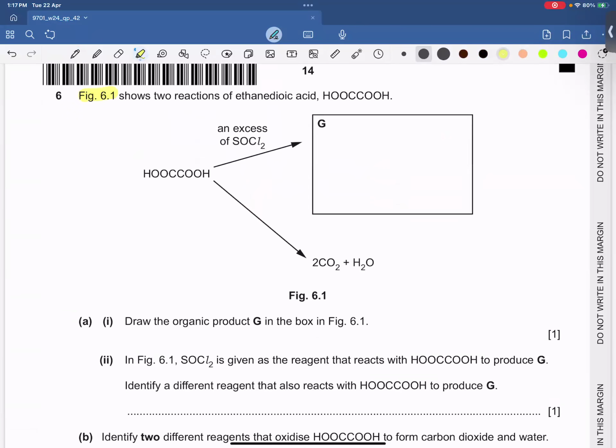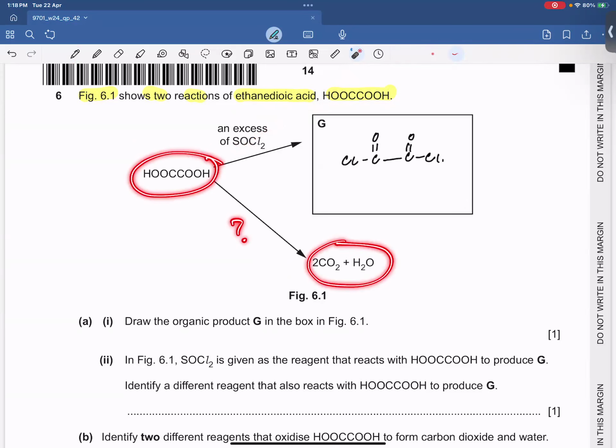Figure 6.1 shows two reactions of ethane dioic acid. Ethane dioic acid is basically a dibasic acid because it donates two hydrogen ions in aqueous medium. And by the way, it also acts as a reducing agent in some reactions. When you react thionyl chloride with ethane dioic acid, you will get ethane dioyl chloride like this. And when you react this compound with a certain reagent, obviously carbon dioxide and water are formed.